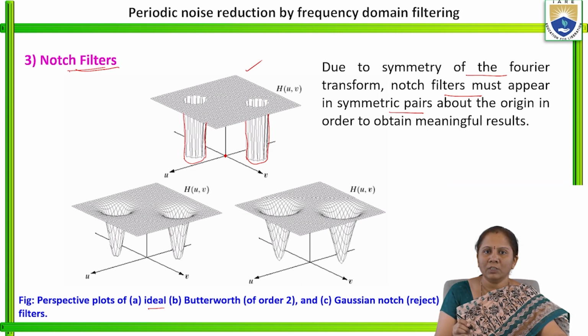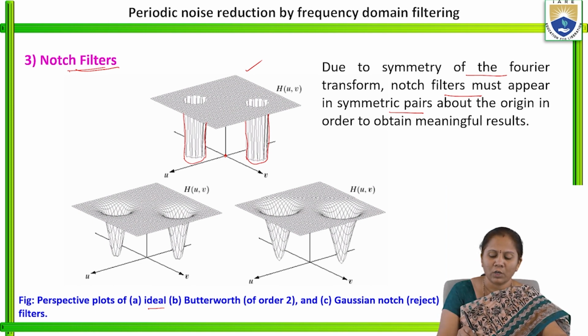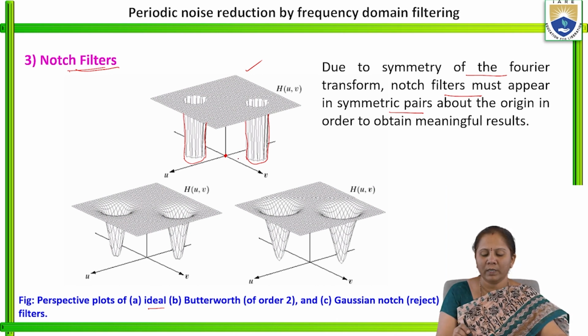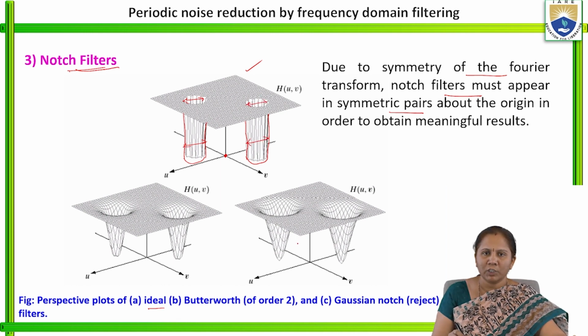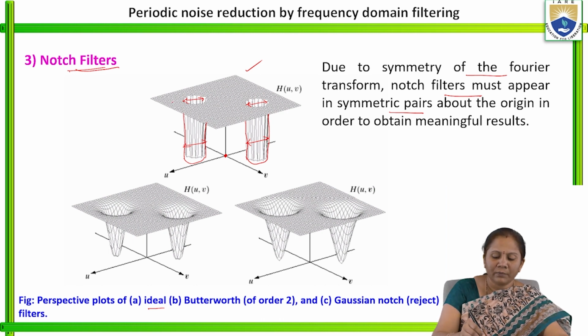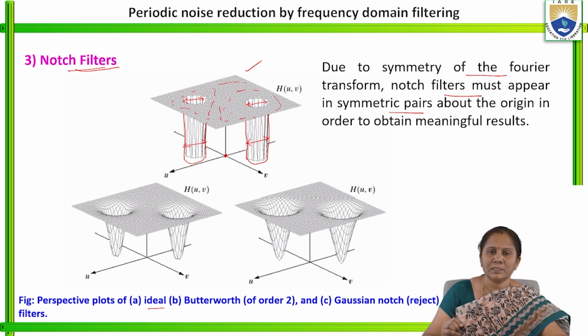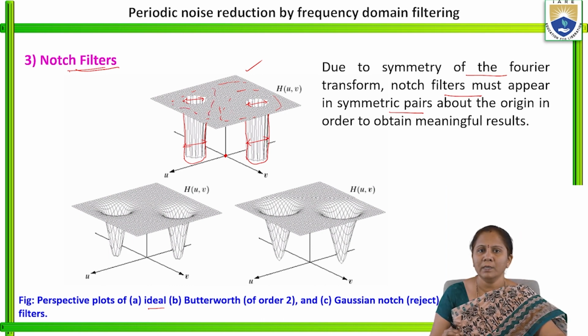Here, all these are the notch filter, which is going to pass or reject frequencies. Based on this transition, this is the origin, and here these are the two perspective plots we can observe, and they are symmetric in nature. The frequencies inside the circle will all be rejected, whereas the remaining frequencies will be passed.